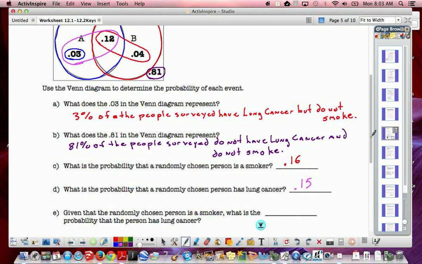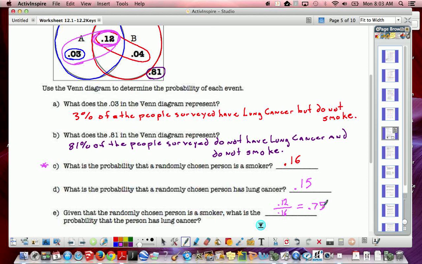Question E asks, given that a randomly chosen person is a smoker, so we're talking about this 0.16 as our bottom value, those 16%, what is the probability that the person has lung cancer? That's the 0.12, because they have to smoke and have lung cancer. So if I take 0.12 and divide it by 0.16, I get 0.75.